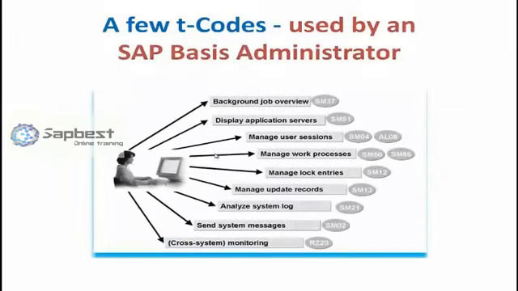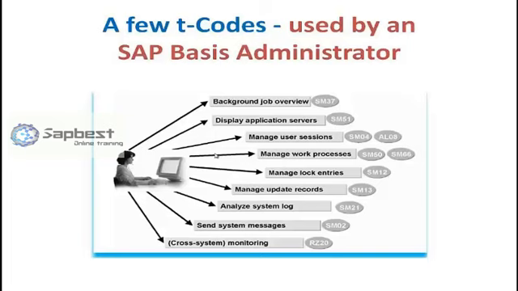As a basis administrator, I use something called T codes to do my activities. Normally I do things like what is shown on the screen. I check the background jobs. I display the application servers to find out whether they are really running, and I manage the user sessions, manage work processes, and so on. I also have to analyze the system log and dumps. I have to see whether any dumps are there, and whether all the background processes and batch processes are done.